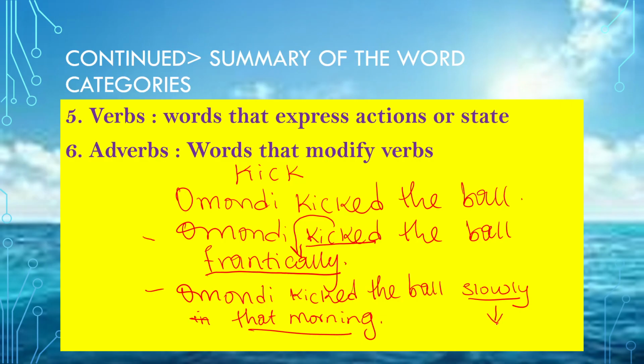So this one gives us the manner in which the ball was kicked. This one shows us the time that the ball was kicked. So you've got an adverbial phrase here, of course. So an adverb can have that context of time, can have the extent, the degree, and the manner in which an action happened. So that's the work of adverbs.